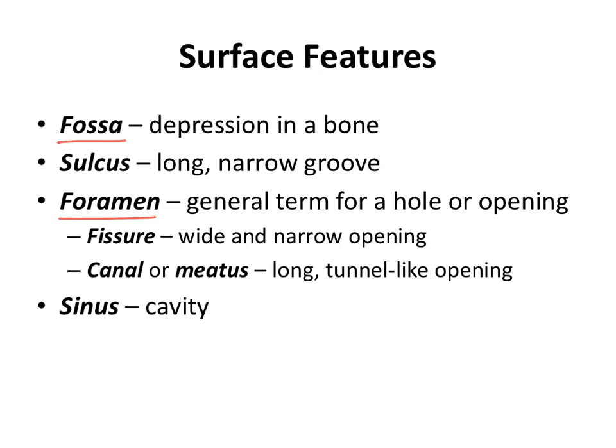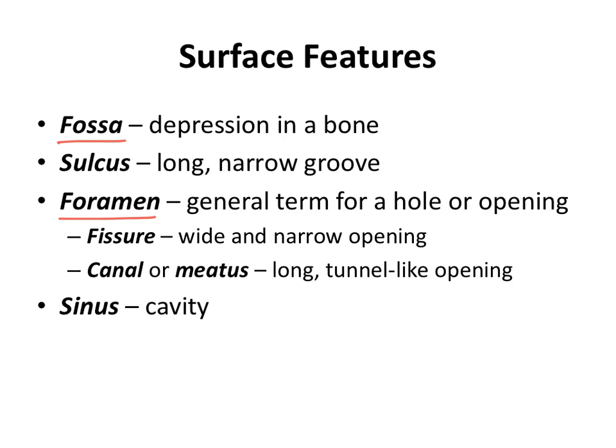A foramen is a general term for a hole or an opening. Best foramen example I can think of is the foramen magnum in the base of the skull. Literally, that means big hole. It is a big hole for the spinal cord to emerge from. Foramina is the plural, or multiple foramina.